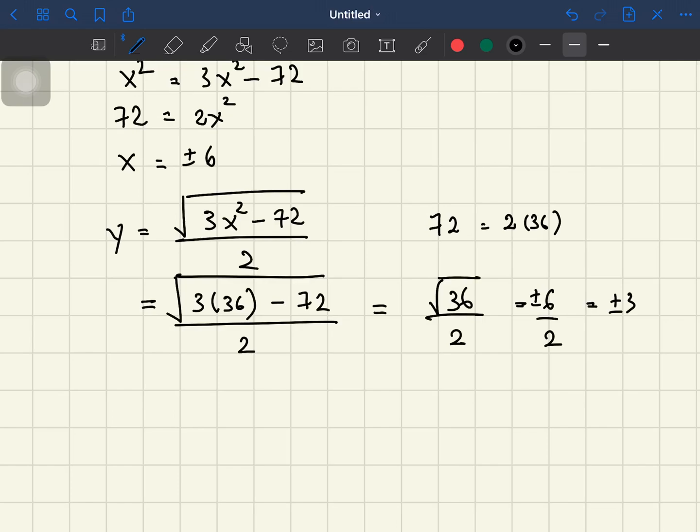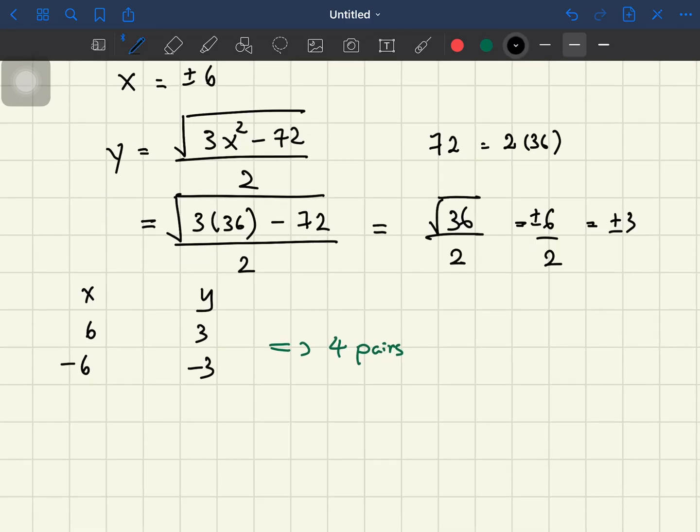So we can make up 4 pairs. We have 6 and minus 6 on the x side, and for y we have 3 and minus 3. Because we have 2 for x and 2 for y, 2 times 2, according to the multiplication principle, we will get 4 pairs in total. Okay, and what are the 4 pairs?